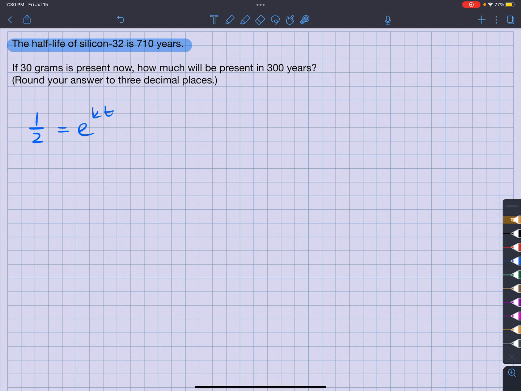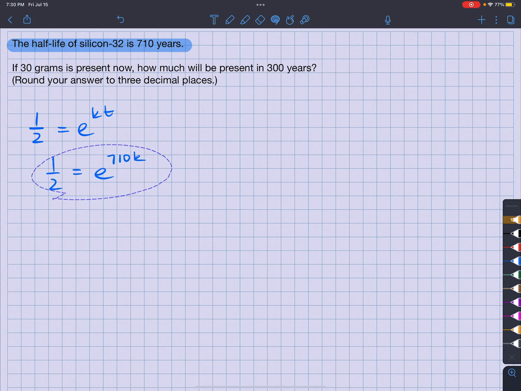So notice that it gives me years. So it gives me the time. So this is leaning me towards looking for k. Great. So that's what I'm going to have to do. I got 1/2 is equal to e raised to the 710k.